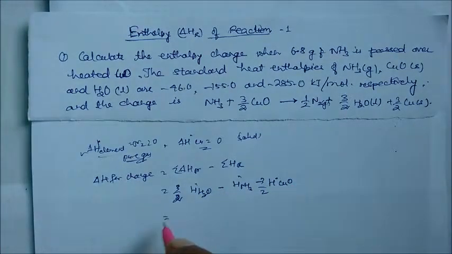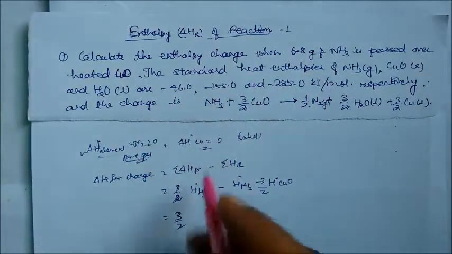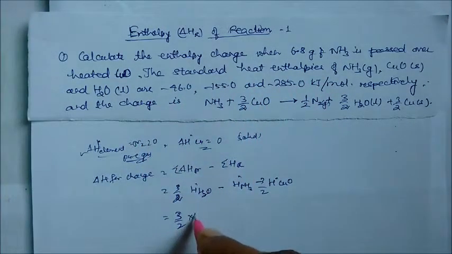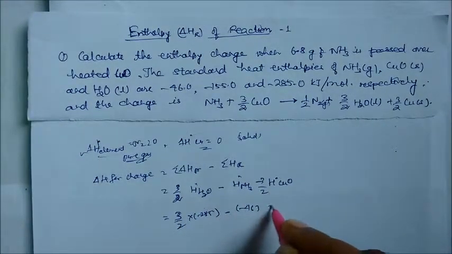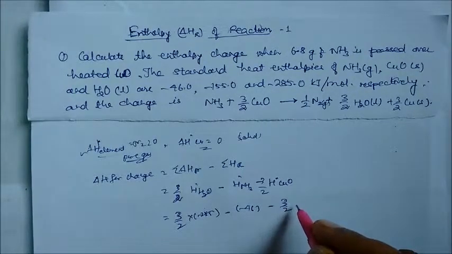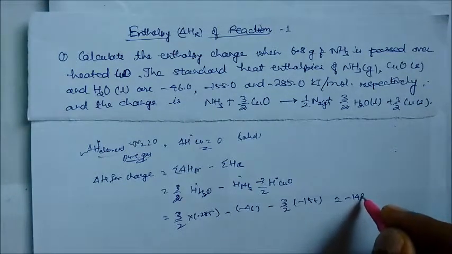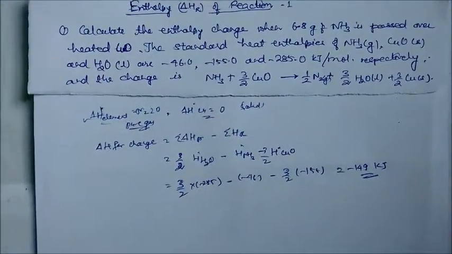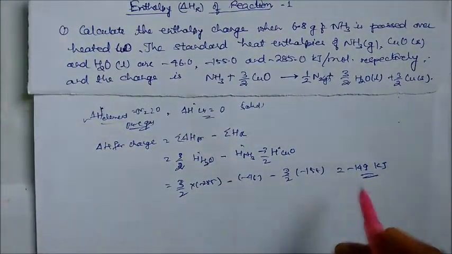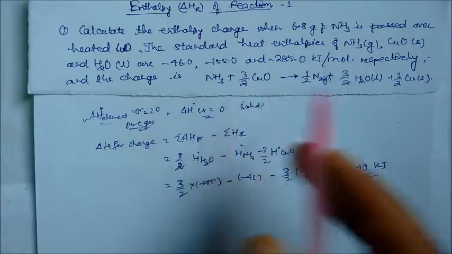So if you substitute the values: 3/2 into the enthalpy of formation of water, which is -285, minus -46, and minus 3/2 into cupric oxide, which is -155. On solving we get -149 kilojoule. So this is the change per mole. Now we can see this change only happens with the ammonia. So when ammonia reacts with cupric oxide we get this much.